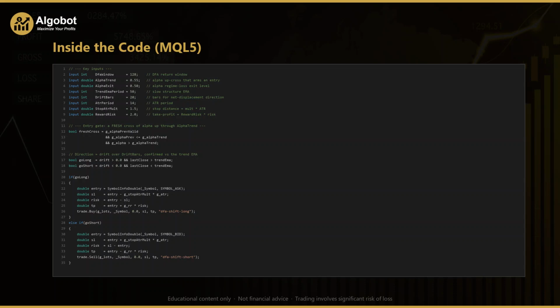Look at the long block. Entry is taken at the ask. The stop loss is the entry minus stop ATR multiple times ATR. Risk is that distance. And the take profit is the entry plus reward risk times the risk. Then trade.by sends the order.